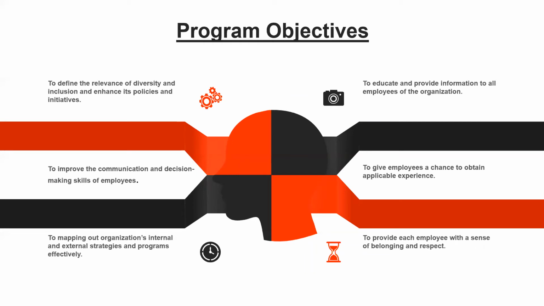So the first objective here is to define the relevance of diversity and inclusion and enhance its policies and initiatives. The second objective is to improve the communication and decision-making skills of the employees. The third objective is to map out organizations' internal and external strategies and programs effectively. Also to educate and provide information to all employees in the organization. Also to give employees a chance to obtain applicable experience. And the last objective here is to provide each employee with a sense of belonging and respect.